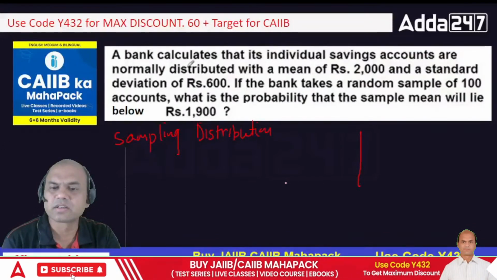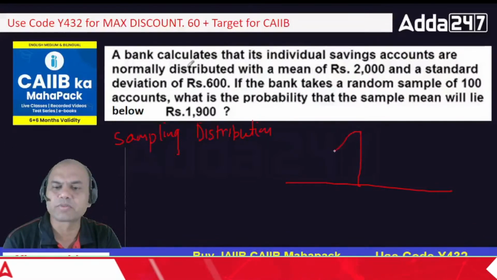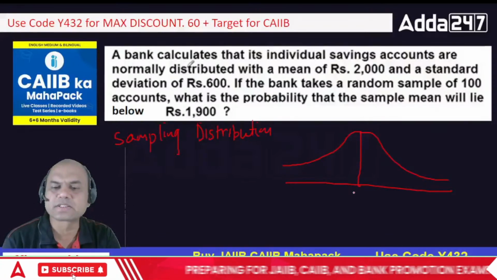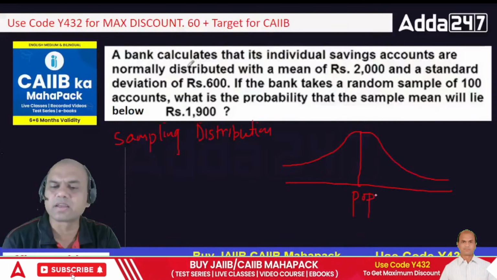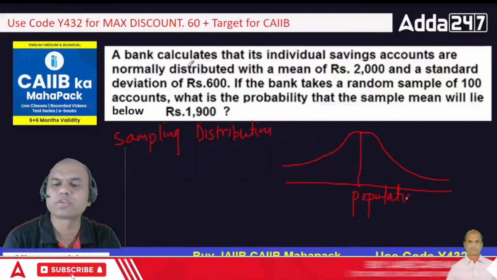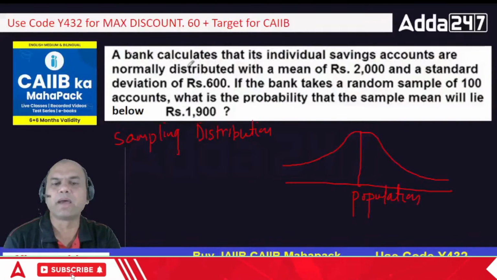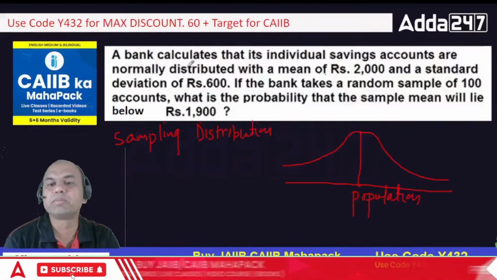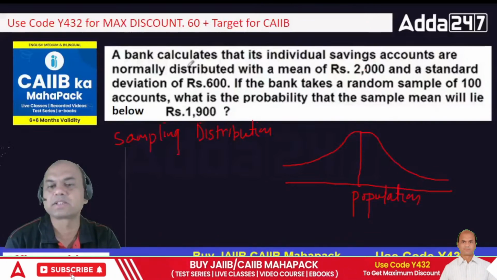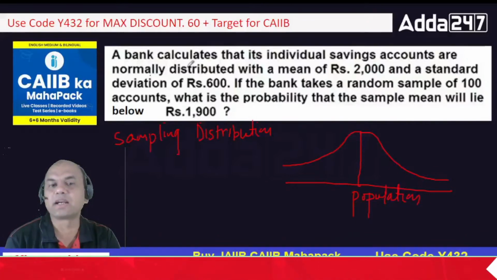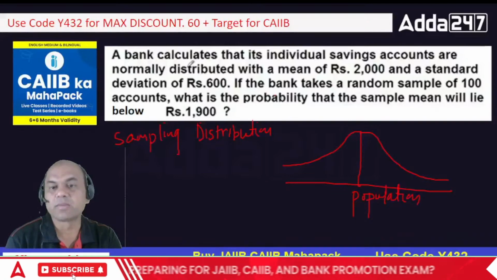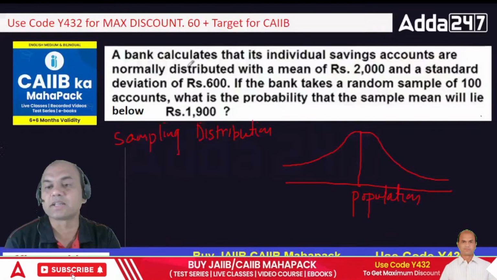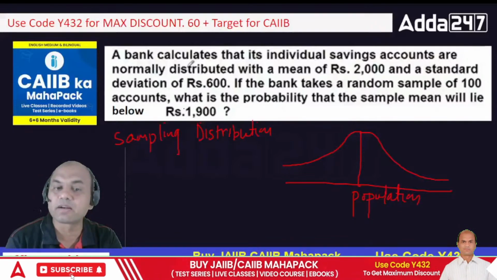One is this graph, the normal graph. What happens in this is population, mean, or anything. Here I think we are considering the mean, right? The bank calculates that individual savings accounts are normally distributed with a mean of 2000. So this is the population mean, and a standard deviation of 600. The bank takes a random sample of 100 accounts. What is the probability that the sample mean will lie below 1900?